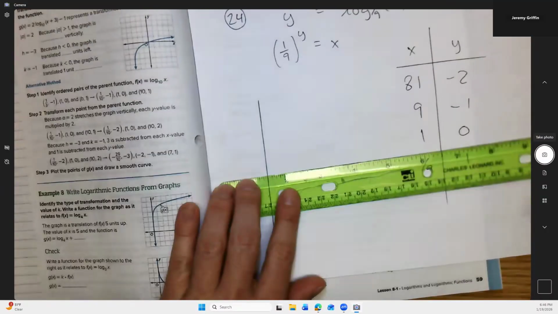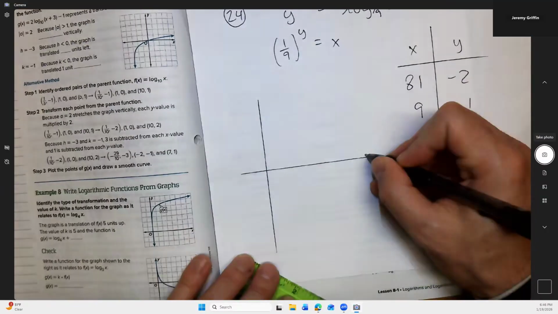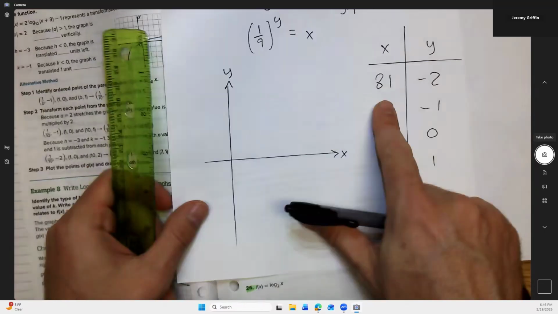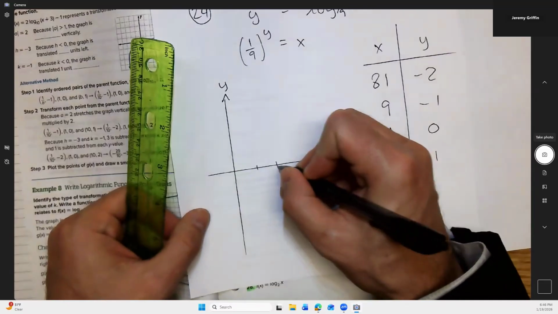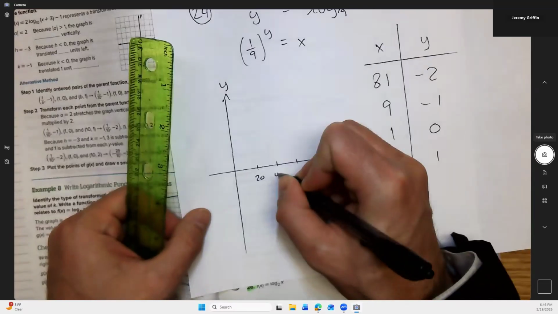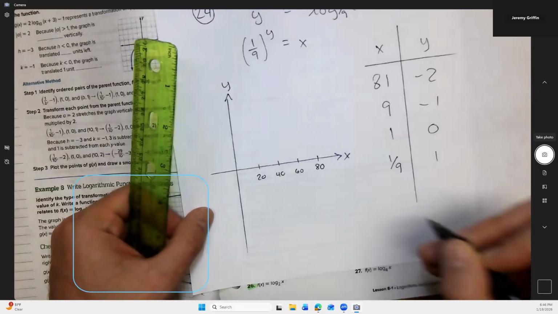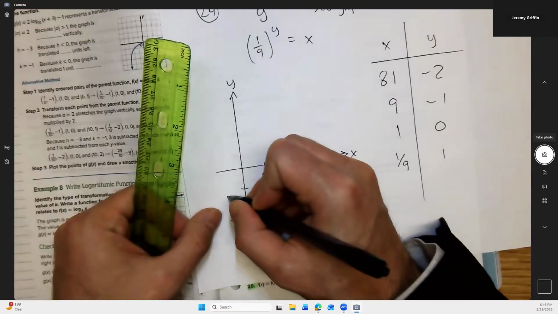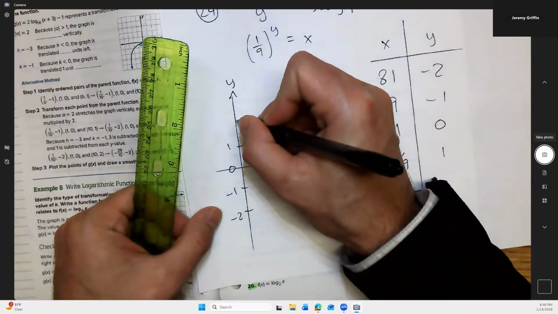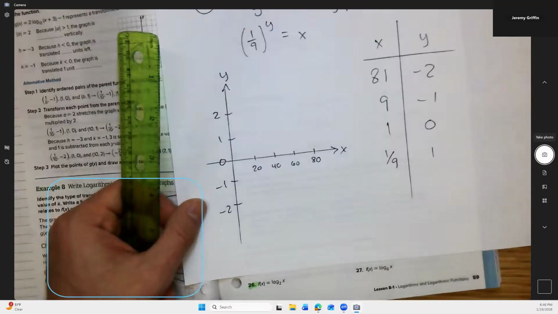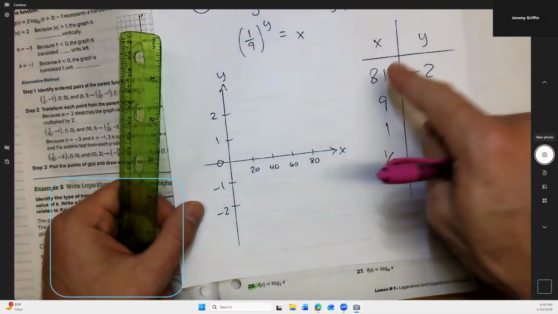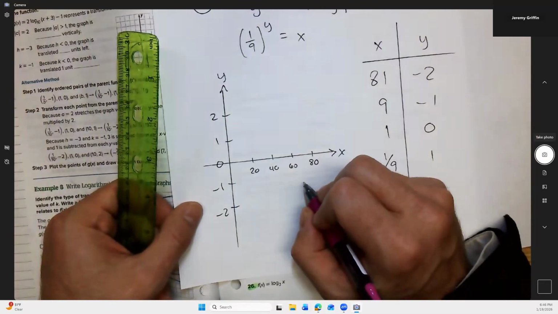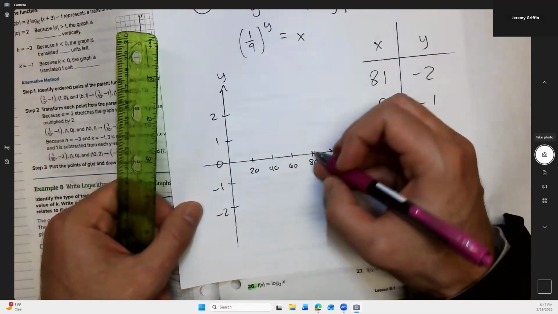Definitely one of those log looking graphs. So the domain, I just need the positive values of x. The range could be anything. Okay, let's go up to 81. Let's go 20, 40, 60, 80. And then the y values: -2, -1, 0, 1, 2. Okay. Put some points here. So when x is 81, y is -2.